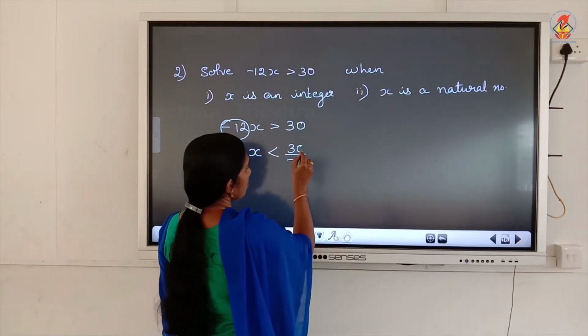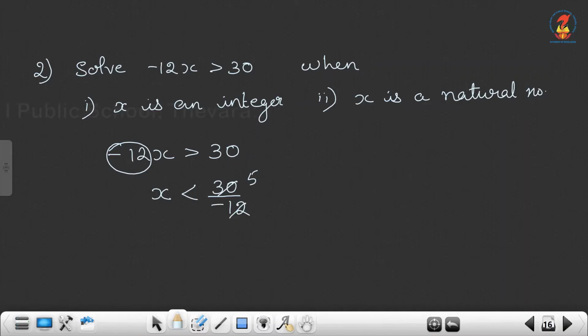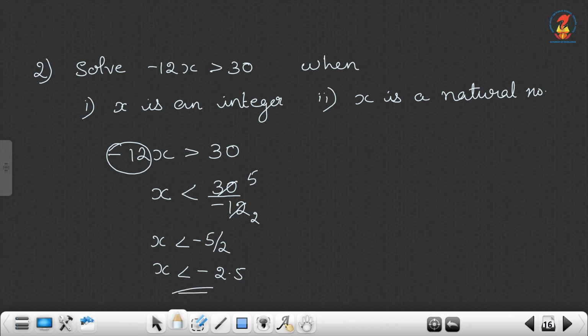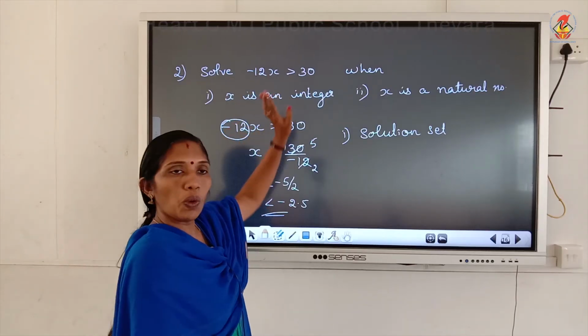We can cancel by 6. So x is less than minus 5 by 2. What is it? x is less than minus 2.5. Now we have to write, x is an integer, so write the solution set. Solution means x values. When x is less than minus 2.5, all values satisfy this inequality.